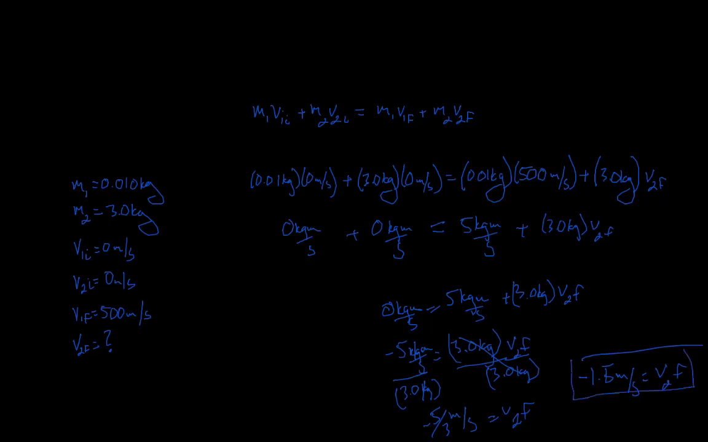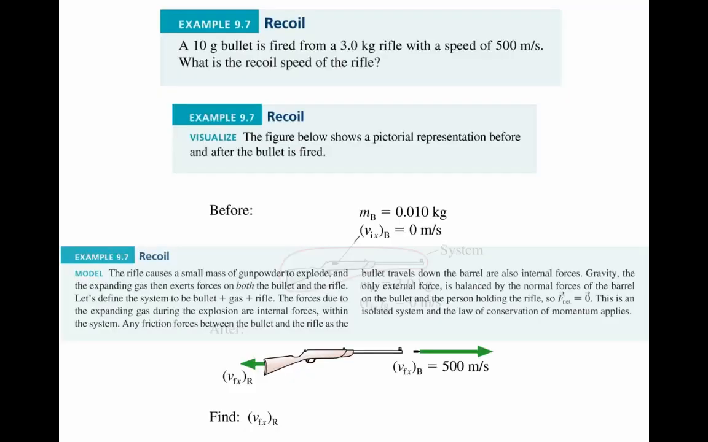Okay, and notice that minus, that's important. That negative tells us that it's going the opposite direction. If the bullet's going to the right, then the gun is going to the left, which is perfect for a recoil. So great work. I hope that went well for you. Let's go ahead and try another practice problem.